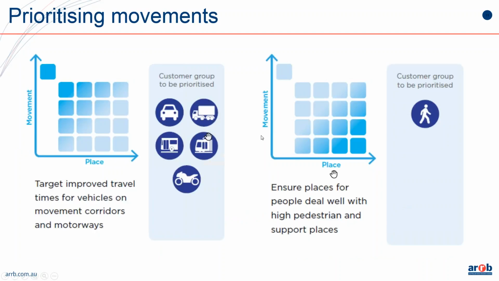So just to further clarify this concept, we can think of this particular quadrant, the high movement function, low place function quadrant, and perhaps the functional requirement for that link would be to target improved travel times for vehicles on moving corridors and motorways. Hence, the prioritized customer groups would be cars, heavy vehicles, on-road public transport, and motorcycles. On the other end of that spectrum, if a link is located in a high place function with very limited movement function, we would prioritize pedestrians in that movement.